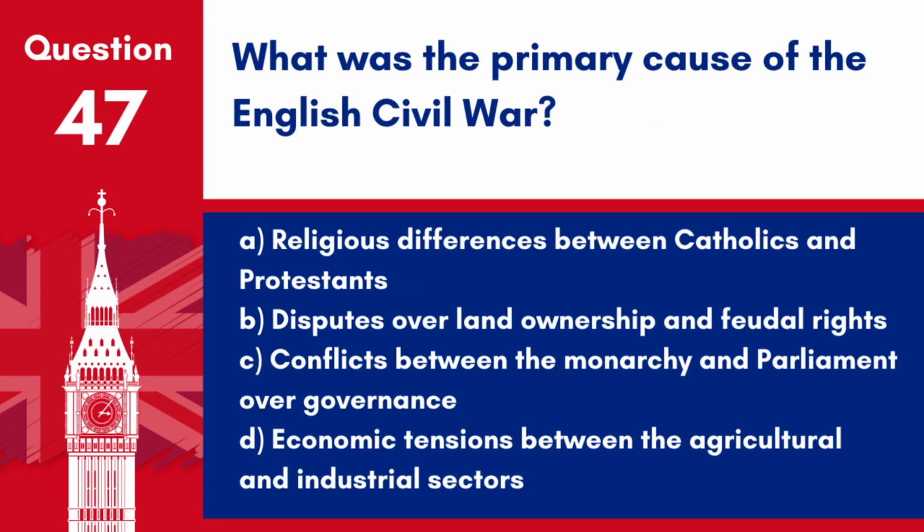Question 47. What was the primary cause of the English Civil War? A. Religious differences between Catholics and Protestants. B. Disputes over land ownership and feudal rights. C. Conflicts between the monarchy and Parliament over governance. D. Economic tensions between the agricultural and industrial sectors. Answer C. The primary cause of the English Civil War was the conflict between the monarchy and Parliament over the rights of governance and the extent of the King's authority.